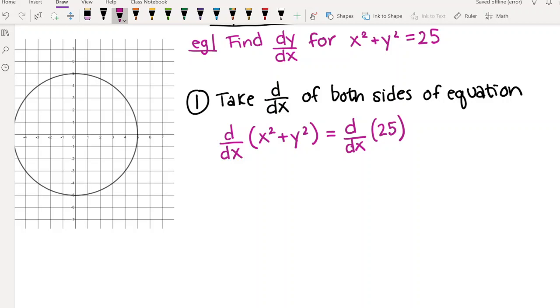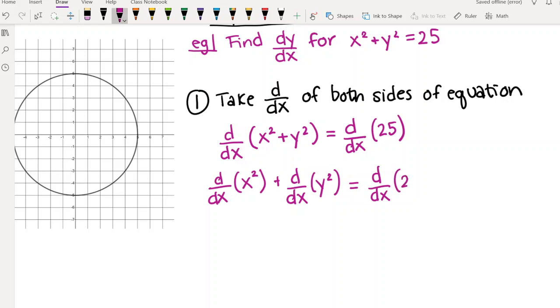Now, because of how derivatives work, we can split this up into the derivative of x squared plus the derivative of y squared, and then the derivative of 25.